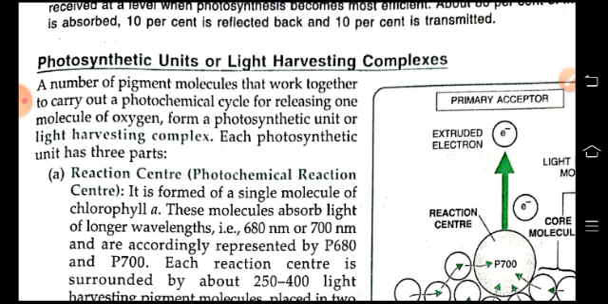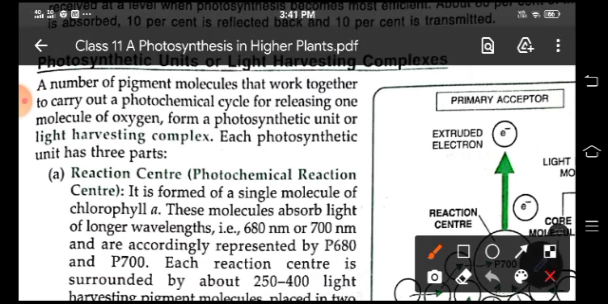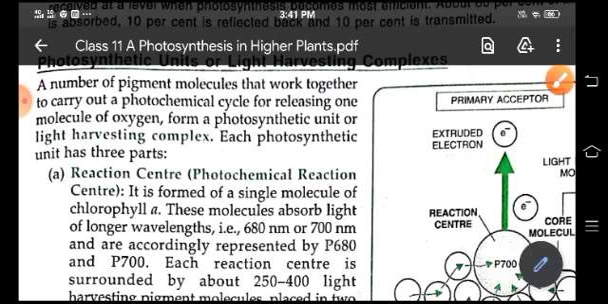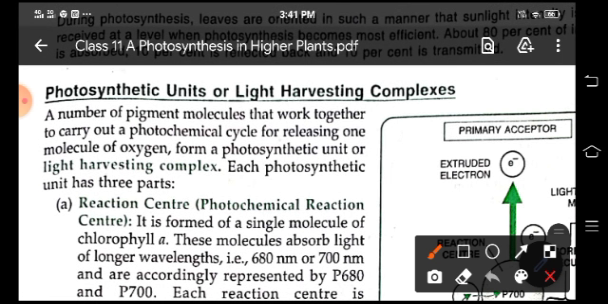Let's continue chapter photosynthesis. Today we are going to learn about the photosynthetic units or light harvesting complexes. Children, you know that different pigments work for photosynthesis. So they work together to carry out a photochemical cycle for releasing one molecule of oxygen, and they form photosynthetic unit or light harvesting complex.